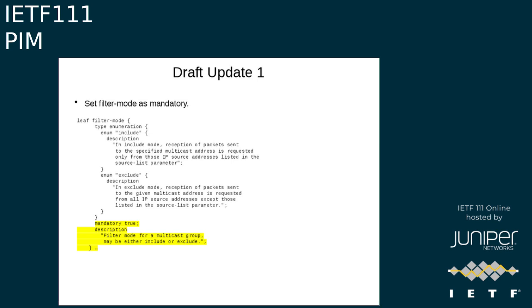Okay, thank you. Update 1 is the filter mode leaf as a mandatory leaf. This leaf contains an enumeration, include or exclude. In the old version this leaf is not a mandatory leaf. Here we set this one as a mandatory leaf now. Next slide, please.